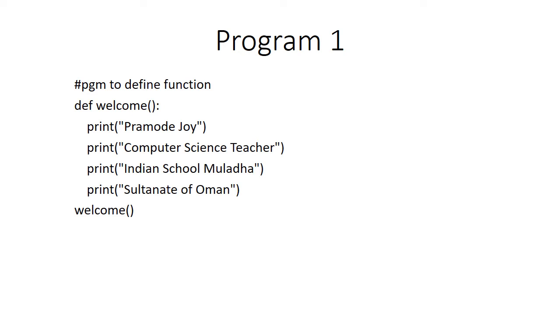In that, some names are printed, like Pramod Joy, computer science teacher, Indian School Muladha, Sultanate of Oman. This program explains that in the main program only one statement is there, and that is the function call. When you call that function in the main program, the control is transferred to the function definition, and it executes that function definition.